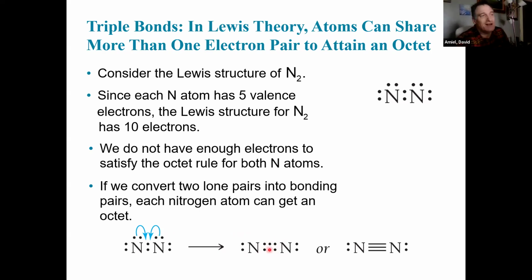Lewis theory predicts that nitrogen forms a triple bond. And that is correct. The bond length found in nature is even shorter than that of a double bond. By taking the lone pairs of the nitrogen atoms, you are able to get each atom with its octet. 2, 4, 6, 8, 2, 4, 6, 8. The octet rule is correct in predicting the nitrogen triple bond.